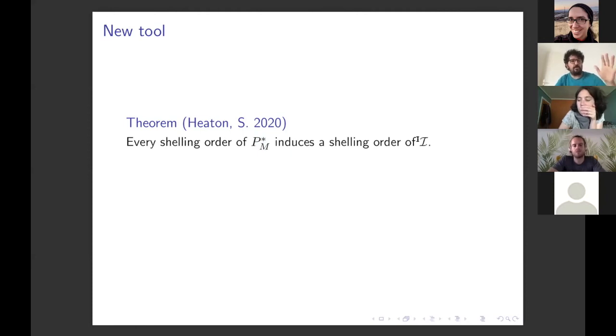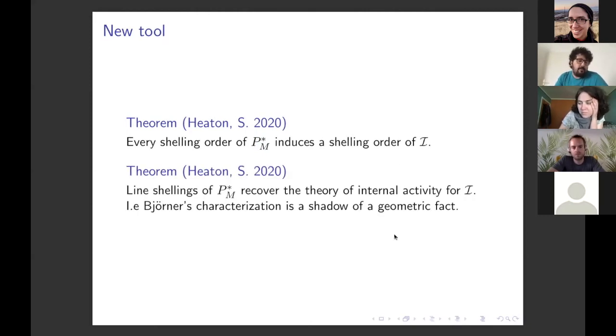So I have a shelling order of my polytope, and it induces a shelling order of I. And even more, if I look at the line shellings and the classical way you shell polytopes, what you recover is exactly the internal activity. If you know about this, the normal fan of the matroid polytope is refined by the braid fan, or the chambers of the braid arrangement. And it turns out that a generic linear functional corresponds to a permutation, and the internal activity turns out to be an invariant of the shelling coming from such a linear order.